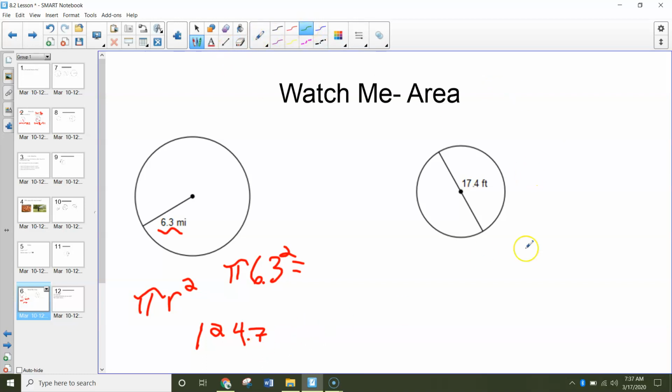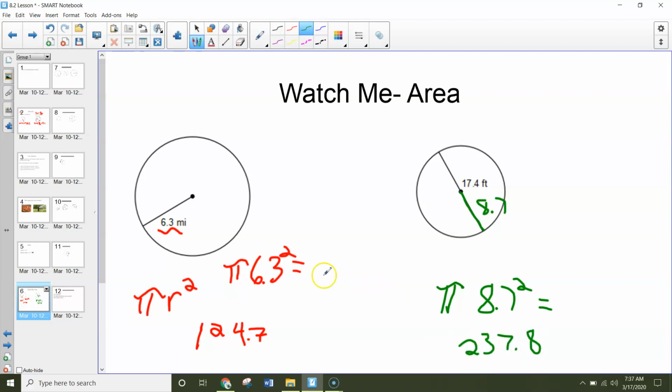Okay, for this next one, to find the area, I need to find the radius, which is half of this. So 17.4 divided by 2 gives me 8.7. So I'm going to do pi times 8.7 squared. Do that in my calculator. And that gives me 237.7 or 237.8.